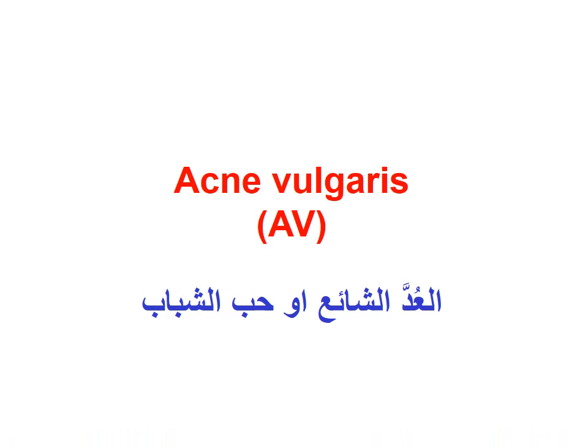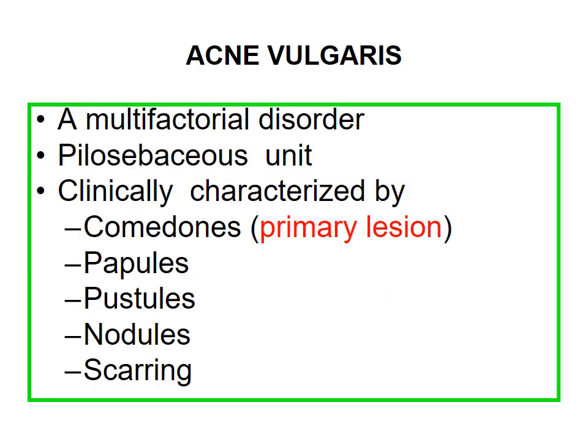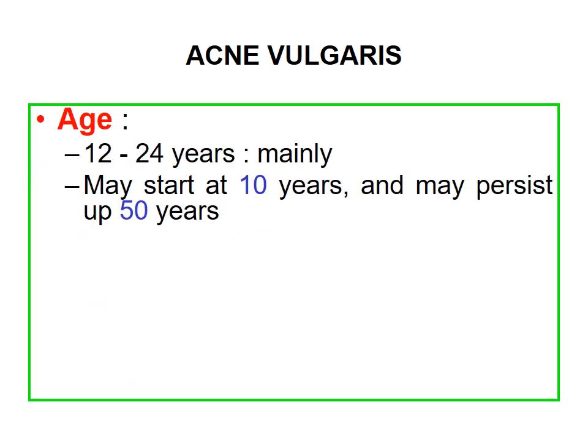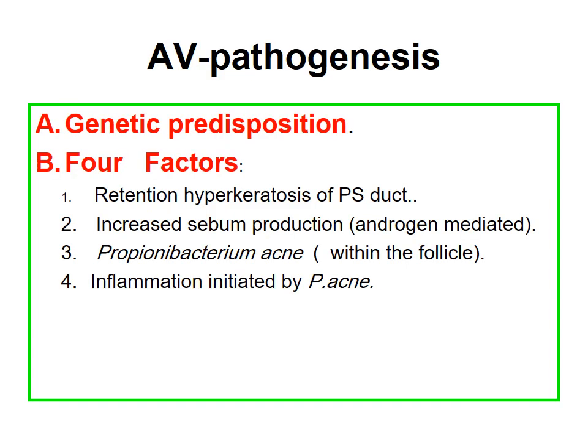Acne vulgaris. This is our second disease in today's lecture. It's a multifactorial disorder affecting the pilosebaceous unit and clinically characterized by comedones, which are the primary lesion, then papules, pustules, nodules, and sometimes scarring. The age of onset is usually from 12 to 24 years mainly. It may start at 10 years and may persist up to 50 years. Usually there is a genetic predisposition and a family history.